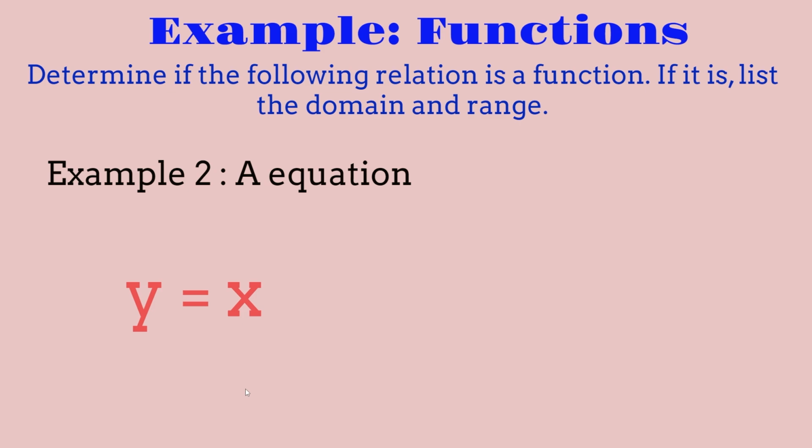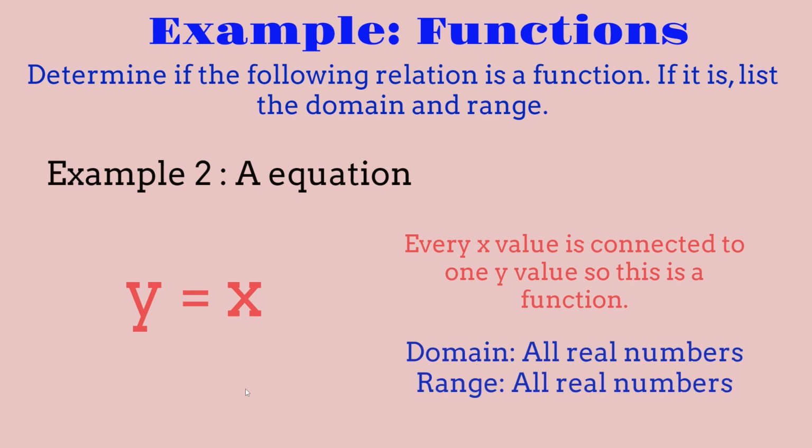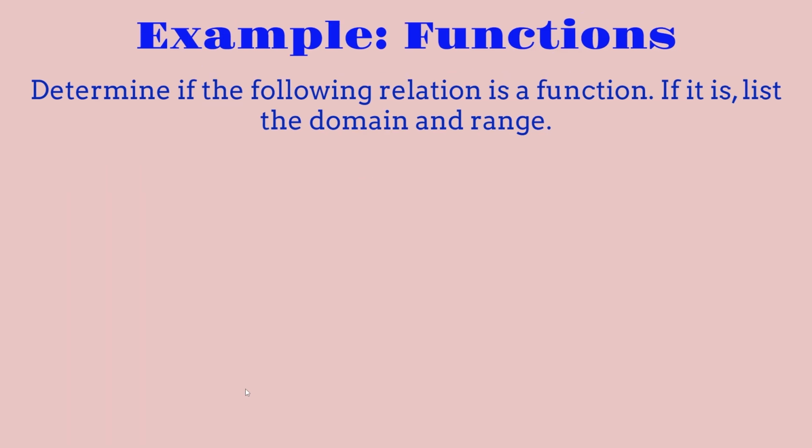So since it is a function, we have to list the domain and the range. And this is a function because every x value is actually connected to one y value, so that makes it a function. And the domain and range would be all real numbers because y is equal to x, that's infinity. It'll just keep on going through. So that's why we write all real numbers. So that summarizes this question.